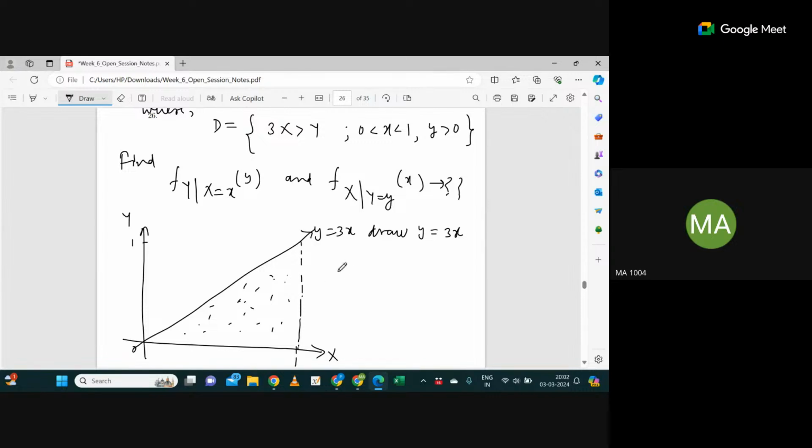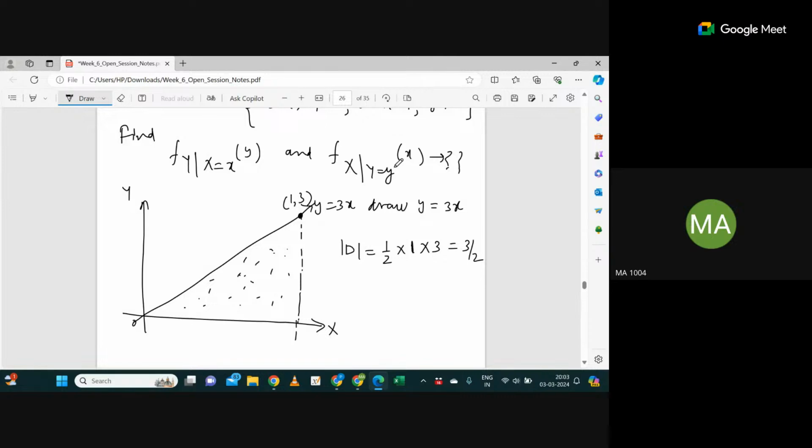First of all, I have to find the area of D. So what is the area of D here? Tell me. Half, sir. Half? Only half. Half into base into height. So what is the base? 1. What is the height? 1. Height is 1? Just think. This is not 1 here. See, this point is 1 comma 3, right? Yes, sir. So the height will be 3, and the area is 3 by 2. Is this clear?